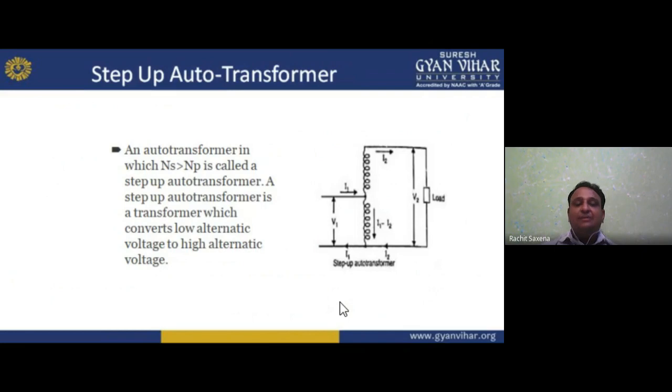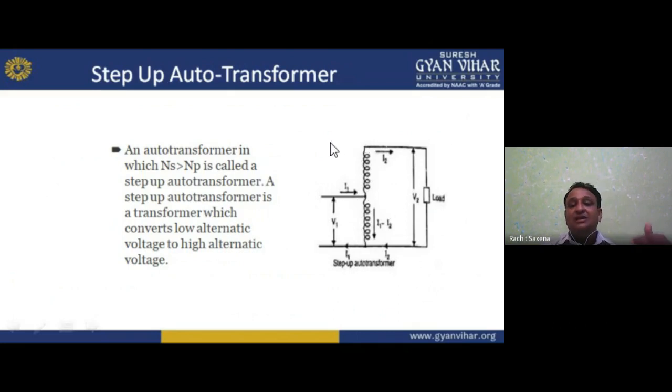Then we have the step up auto transformer. An auto transformer in which NS is greater than NP, meaning the secondary turns are greater than the primary turns, similar to your two winding transformer where the primary winding has fewer turns than the secondary winding, is called a step up auto transformer. Now see here, this will become secondary and this will become primary. So we can label 1, 2, and 3. The 1 to 3 is N2 and 2 to 3 is N1.